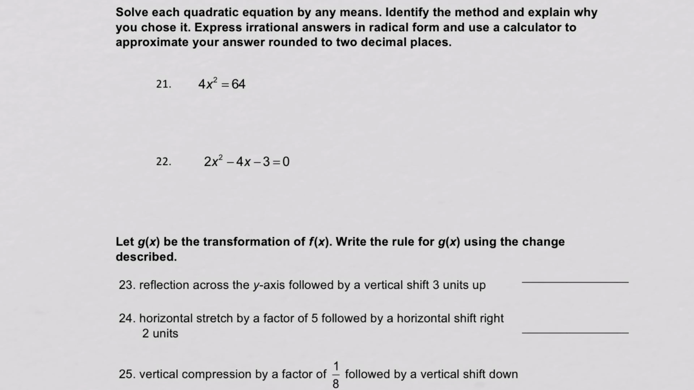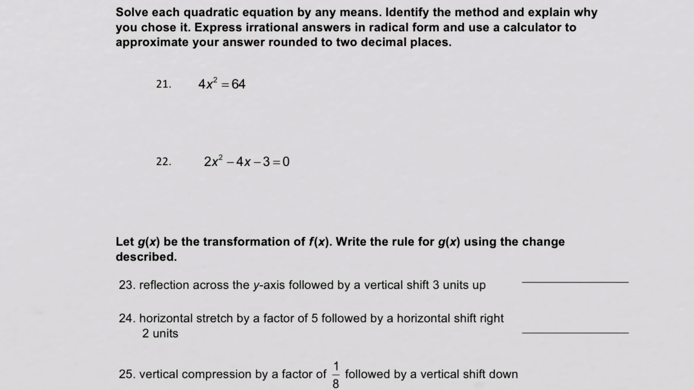All right, 21 and 22 are the same thing. It says solve each quadratic equation by any means. Identify the method and explain why you chose it. Express irrational answers in radical form, and also use a calculator to approximate your answer rounded to 2 decimal places. So they want the answers both in radical form and also as an approximation rounded to 2 decimal places.